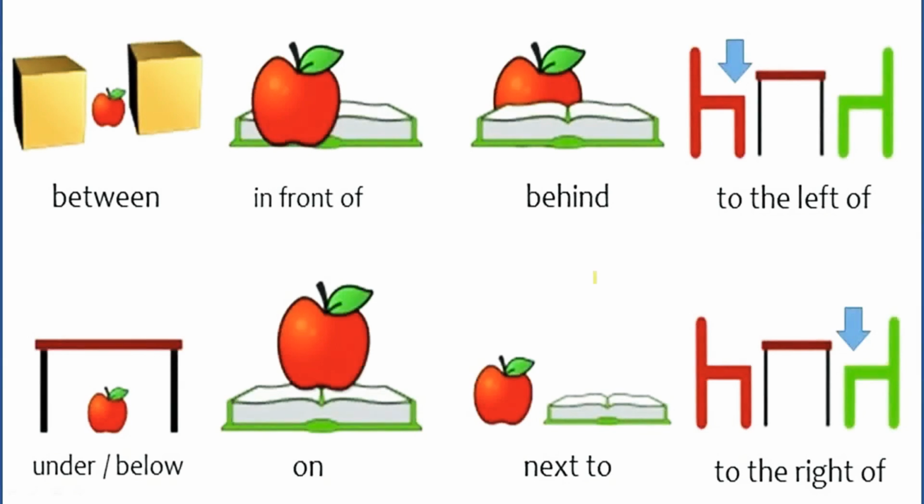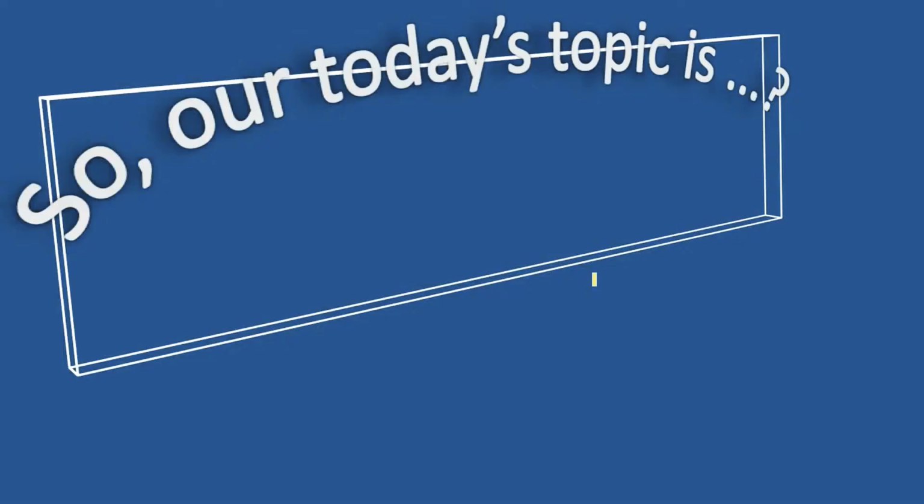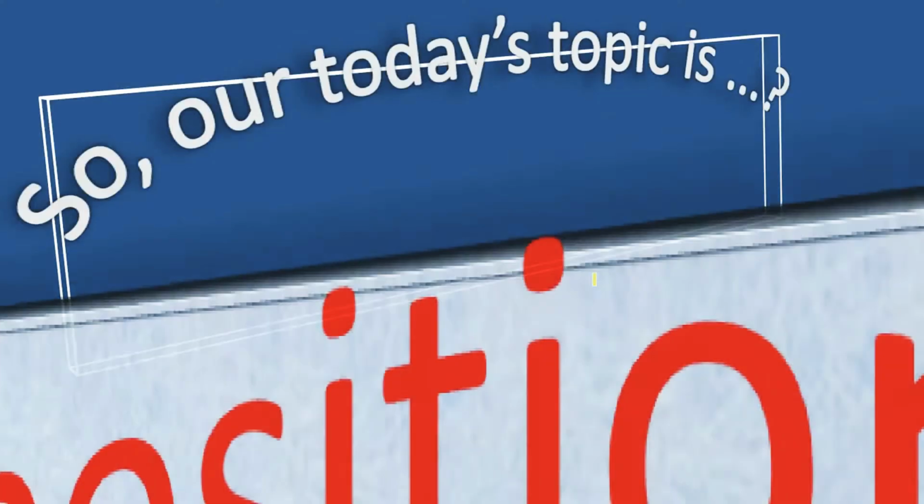There are some people, but their position is not the same. At first, we see an apple between two boxes, next in front of a book, next behind the book. Thus it changes its places and takes a different word. What kind of word is there? I think all of you know about this word. This word is called preposition. So our today's topic is preposition.